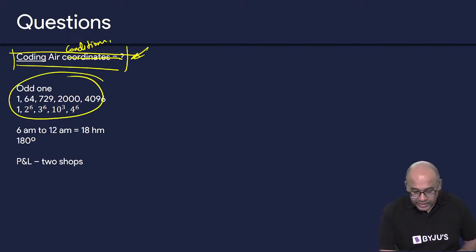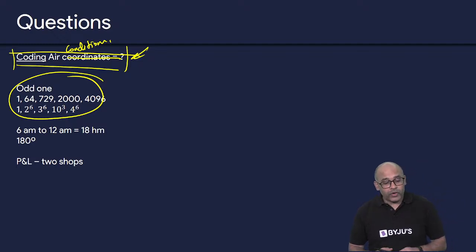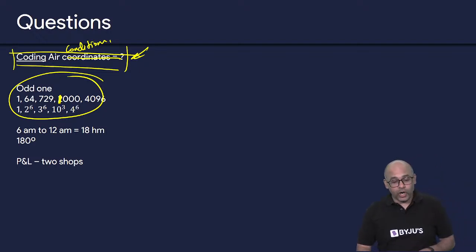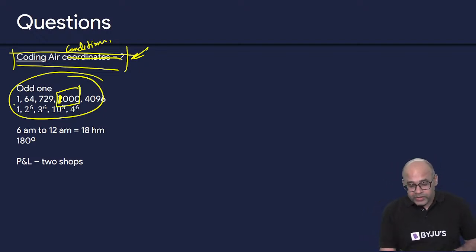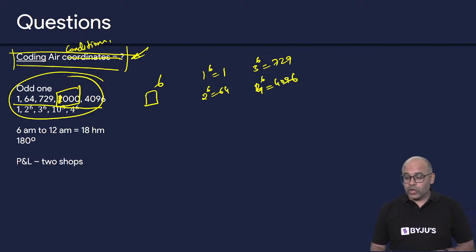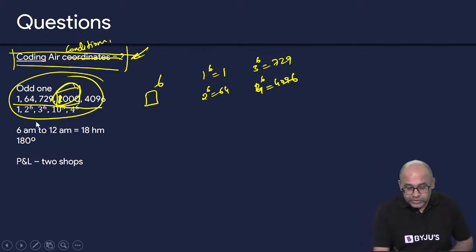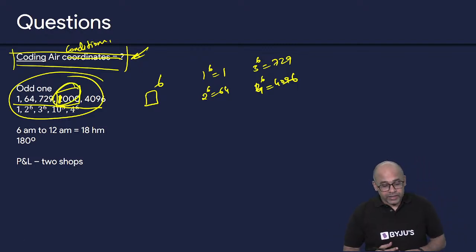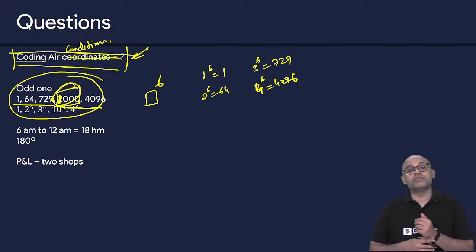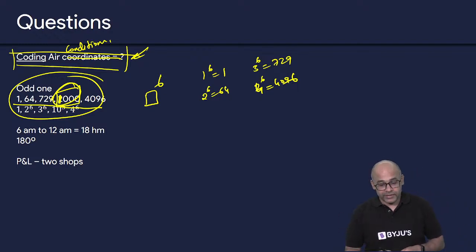Let's move on. Okay, the next one is odd one out. We had 64, 729, then we had 1000, and 4096. The odd one out will be 1000 here, because every other number can be written as a power of 6. 1 power 6 is 1, 2 power 6 is 64, 3 power 6 is 729, 4 power 6 is 4096. So everything can be written as a power of 6, only 1000 cannot be written as a power of a natural number. Therefore 1000 is your correct answer. Not 729. 729 can be written as power of 3. Right? 3 power 6 is 729.